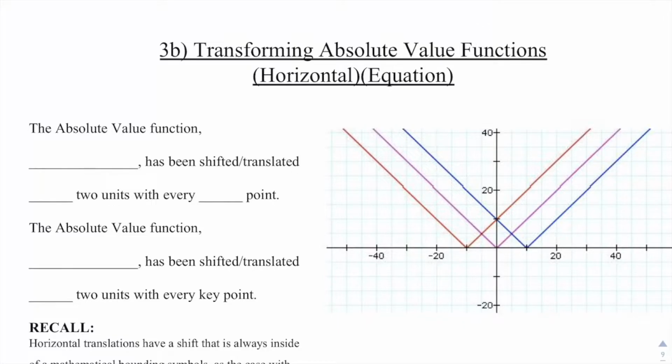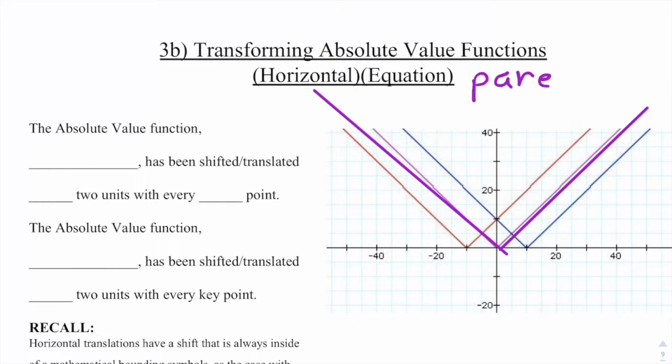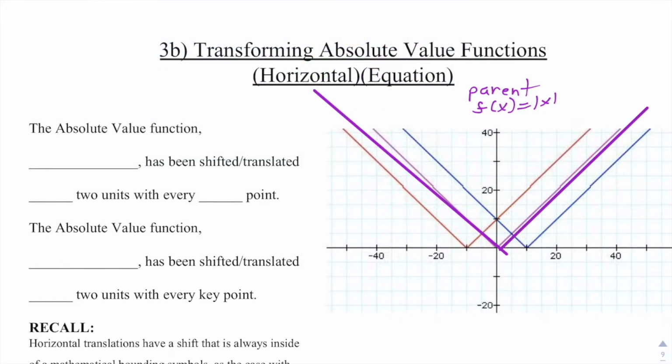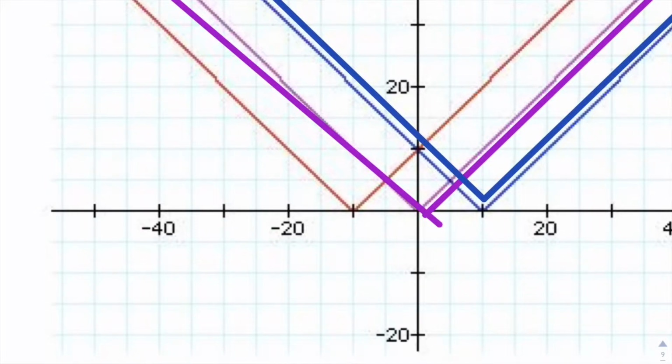Recall that the parent function here, which is in purple, has the equation f of x equals the absolute value of x. And now let's look at the blue absolute value function that's been shifted. If we come down here and look, it's been shifted 2 units to the right.